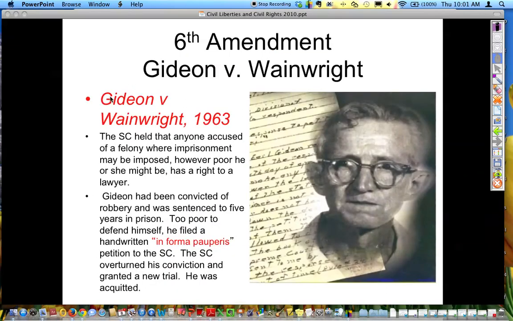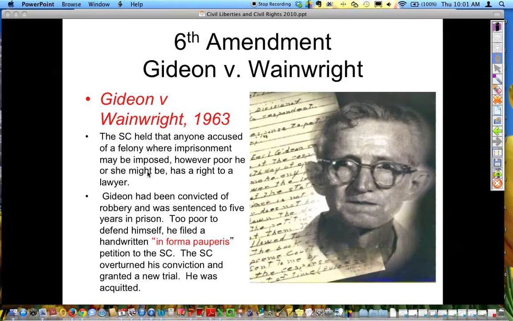One major court case dealing with the Sixth Amendment is the case Gideon versus Wainwright. Again, during the Warren Court era, this was a handwritten petition. Gideon wrote this to the Supreme Court in the form of a papyrus, which is right down here, basically saying, I am too poor to defend myself, and I'm going to handwrite this note on behalf of my cause, and I'm petitioning to the U.S. Supreme Court.